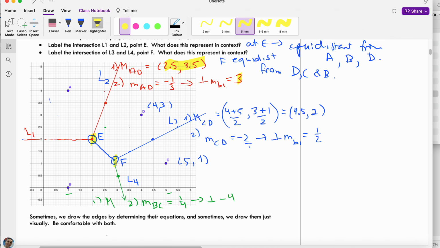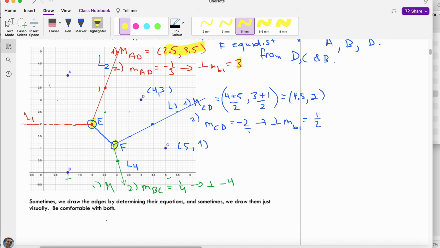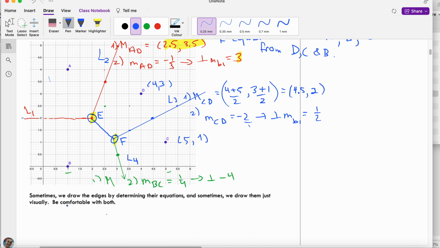So, good. Sometimes we draw the edges by determining their equations. Sometimes we draw them visually. Be comfortable with both. What I can do very quickly is just find the equation, because you are going to have to find the equation. Let's just find the equation of L2. You know how to do this.